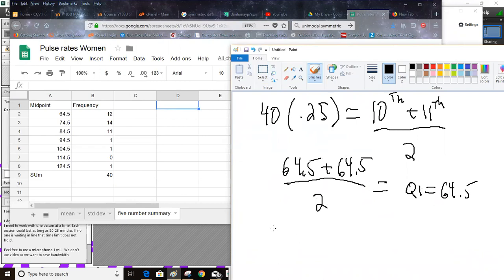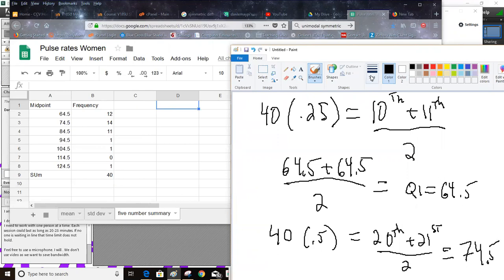If I'm looking for the median, I'm going to do 40 times 0.5, and that's 20. And it's the same deal. That's a whole number, so I have to average the 20th number and the 21st number. If I go back and look at my frequency table, I see the 20th number. Let's see, 12 plus 14 is 26. So the 20th number is going to be 74.5, and so is the 21st number. So that tells me the median is 74.5.